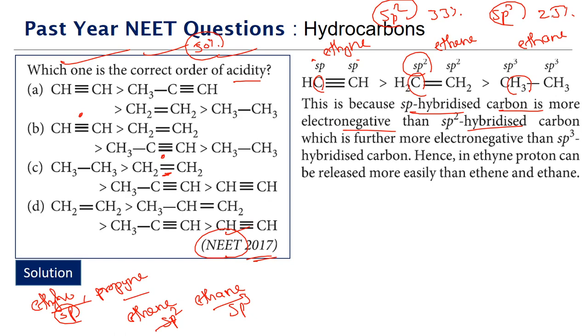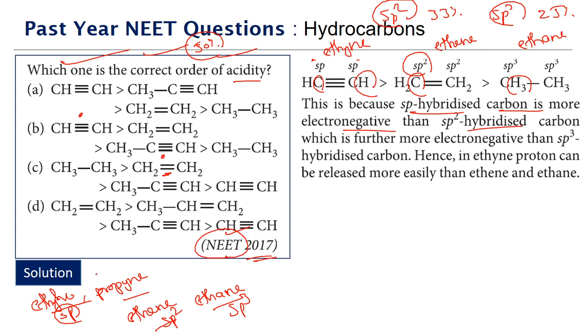Now what is the result of this? Ethyne can release a proton very easily compared to ethane or ethene. And we can see that even in a reaction of ethyne. Ethyne reacts with sodium to form a compound where the hydrogen is replaced by sodium, just like acids do. So this is the comparison of ethyne, ethene and ethane.